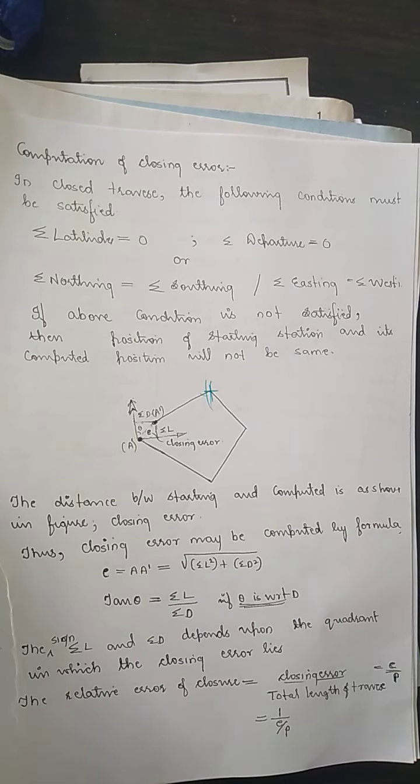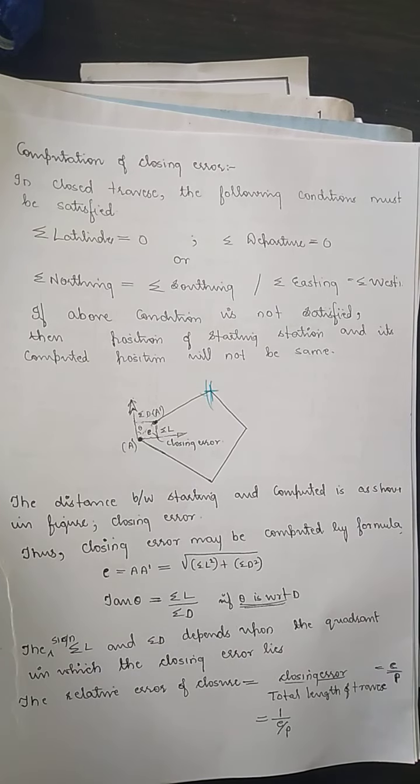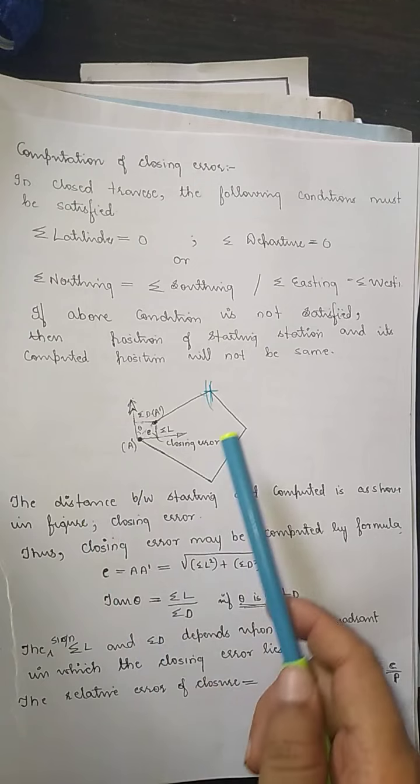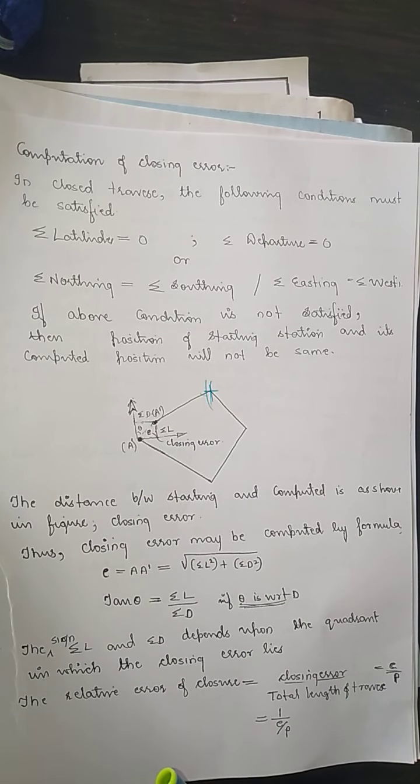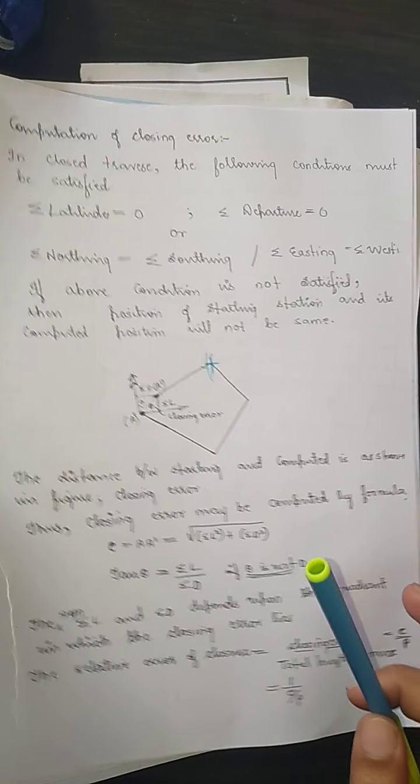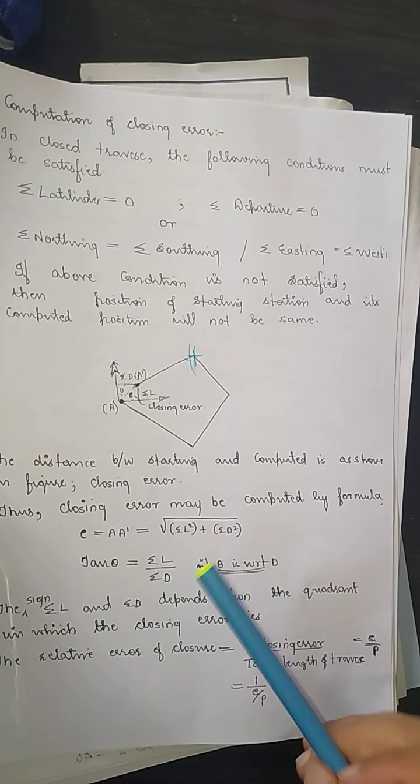Now there is one more problem that may be asked to you. In order to solve that particular problem, you should know how to determine the closing error by using the transit and the Bowditch rule, which you already know. Now the closing error can also be computed by using a formula.